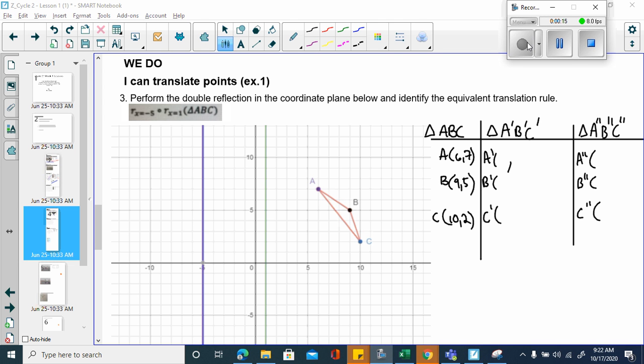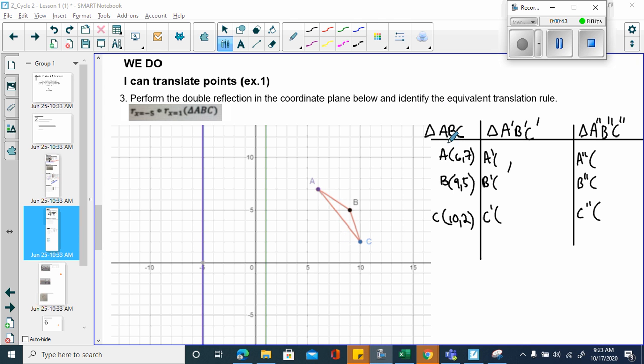So first we're going to identify the coordinates for our original pre-image. We have triangle ABC. Coordinates for A: right 6, up 7, so 6 comma 7. Coordinates for B: right 9, up 5, so 9 comma 5. Coordinates for point C are right 10 and up 2, or 10 comma 2.